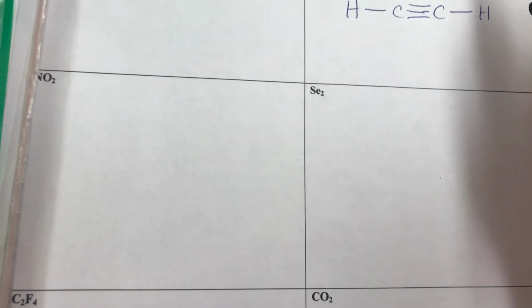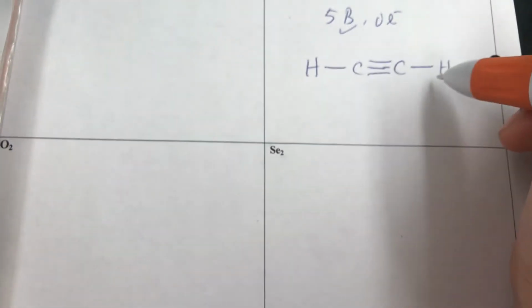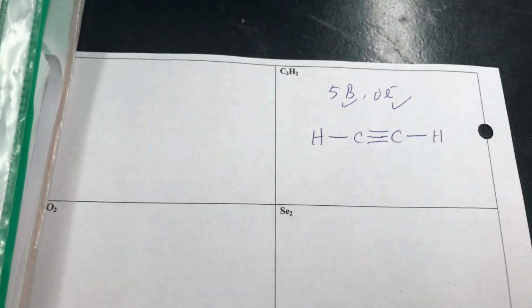And then you can look it up, no bending because no lone pair around the central atom. And finally we got 5 bonds, 1, 2, 3, 4, 5, and no electrons. So this is the answer.